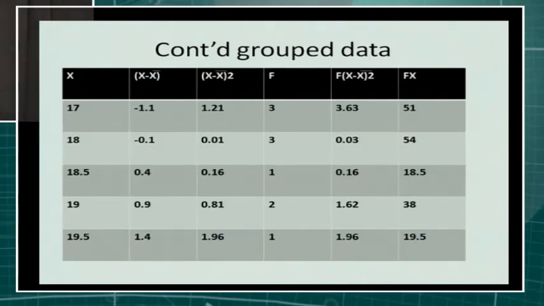Then I now move to f times (x minus x bar) raised to power 2. That is, I want to scale it. So for your 1.1, what you are getting is 3.63, as you have gotten here. Minus 0.1 squared, you are getting 0.03. Then 0.4 squared, 0.16. 0.9 squared, 1.62. 1.4 squared, 1.96.